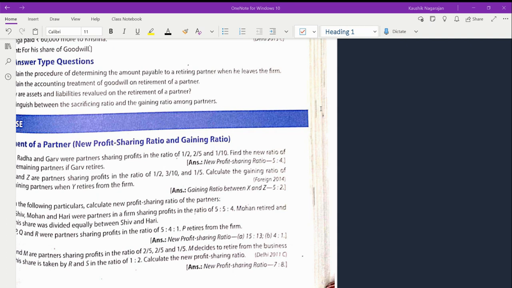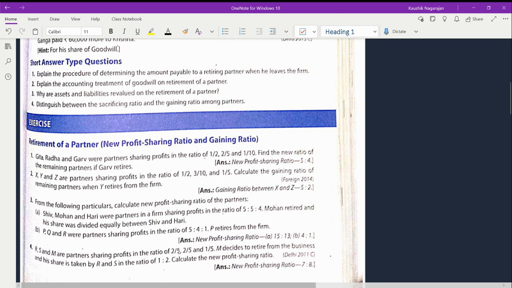Radha and Gar were partners. Geeta, Radha, and Gar are the partners who are sharing the profits and losses in the ratio of 1 by 2, 2 by 5 and 1 by 10. They are asked us to find the new profit sharing ratio of the remaining partners if Gar retires.